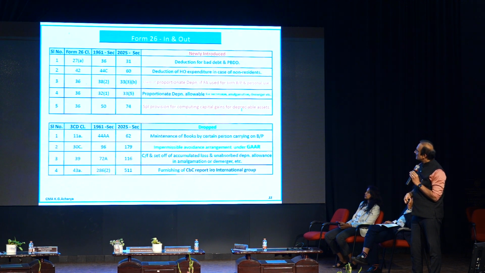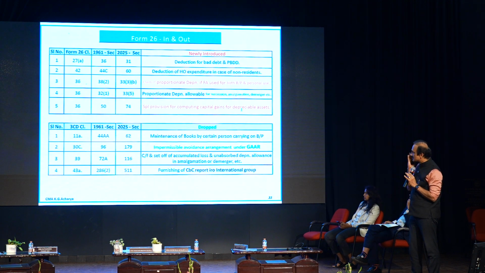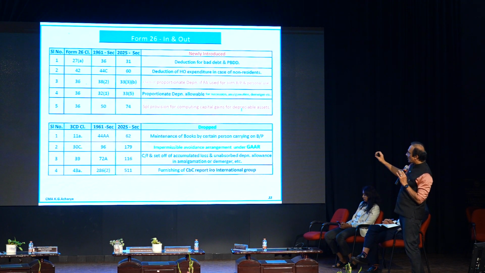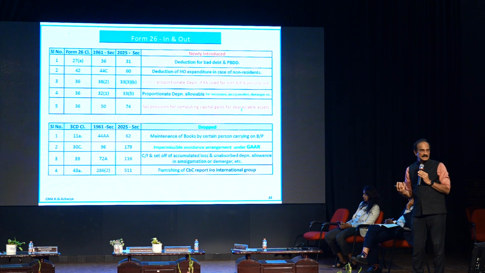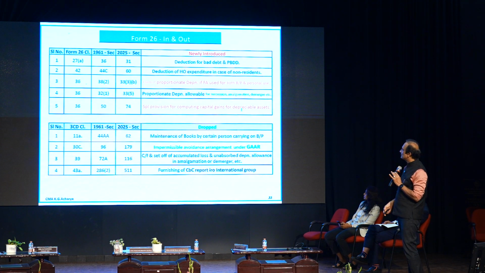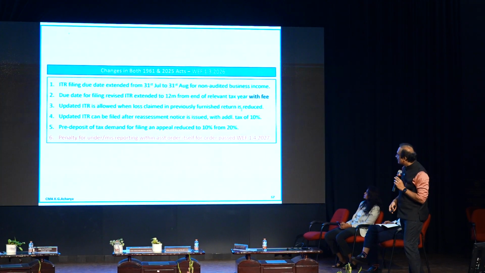But very interestingly, it's a form 3CD, 3CA has now become form 26. What is in and out? At least what is out, I am very happy. Impermissible avoidance agreement under the GAR is out, and certain minor things have been introduced which I will not get into.